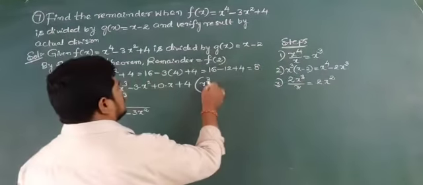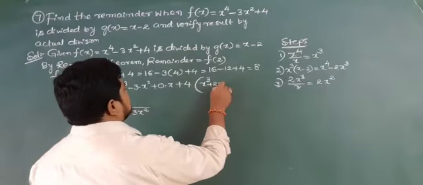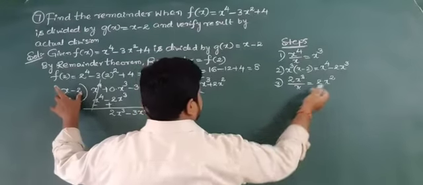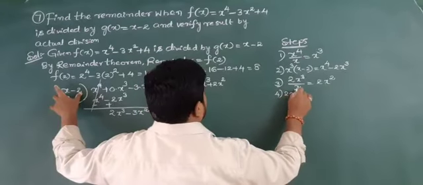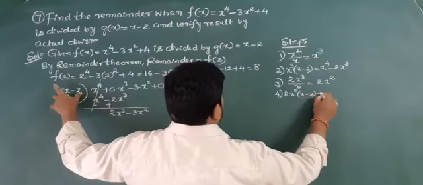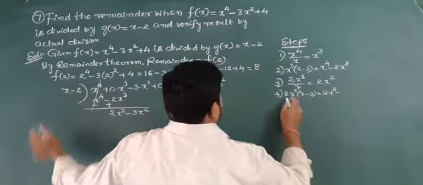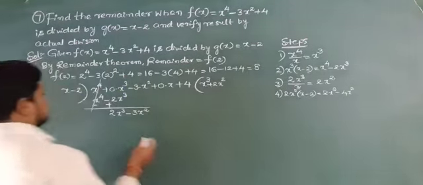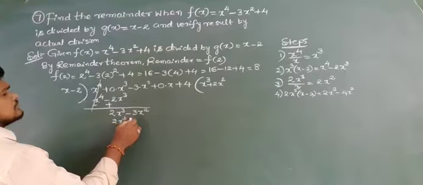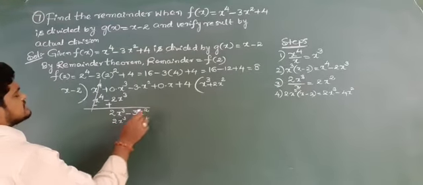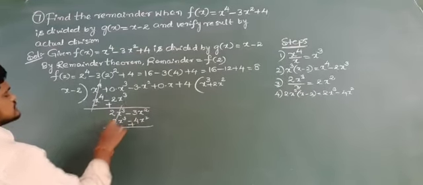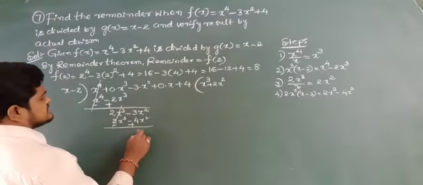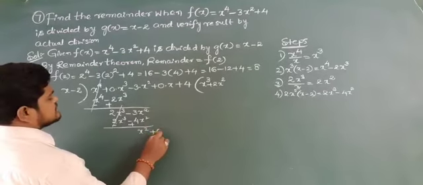We have to write 2x² here. Next, again multiply 2x² with the total x − 2, that is 2x² into x − 2, which equals 2x³ − 4x². We write 2x³ − 4x² here and change the signs. So plus 2x³ and minus 2x³ get cancelled. Next, 4x² − 3x² is x². Take the next term, that is 0 into x.